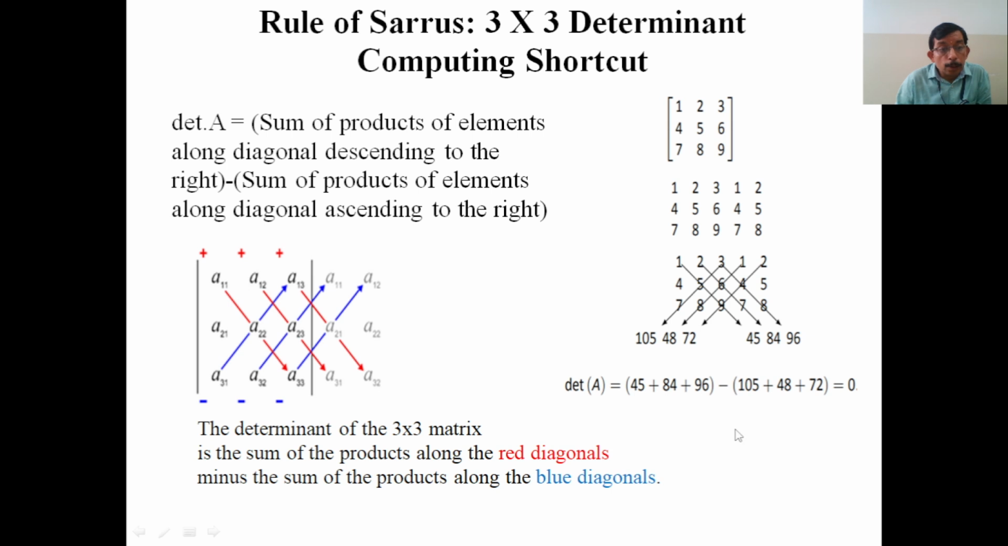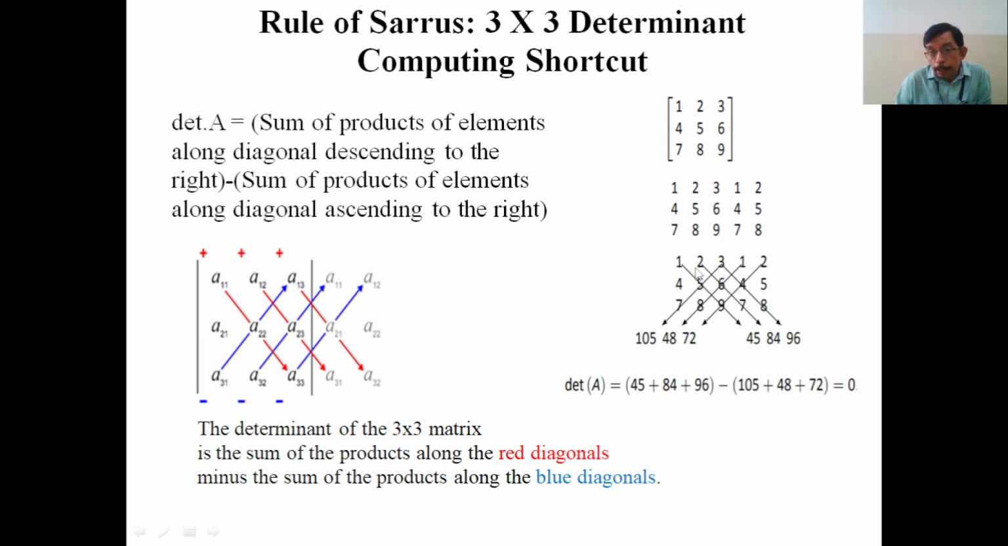Then we get the solution of this type of determinant by the Sarrus method. It is clear. For example, a matrix is given of 3 by 3 order. First we repeat the first two columns: 1, 4, 7, 2, 5, 8. Now according to the Sarrus method, we take the sum and product of the elements along the descending order to the right. The first diagonal is 1, 5, 9, and the product of the elements 1, 5, 9.